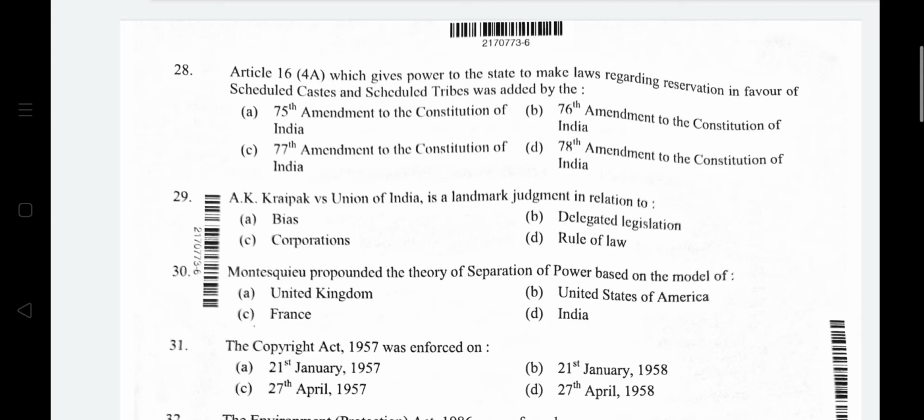Question number 29. A.K. Kraipak versus Union of India is a landmark judgment in relation to A. Bias, B. Delegated legislation, C. Corporations, D. Rule of law. Answer is A. Bias.